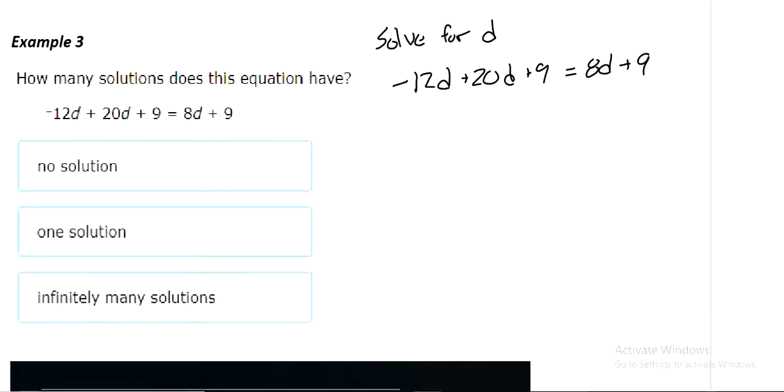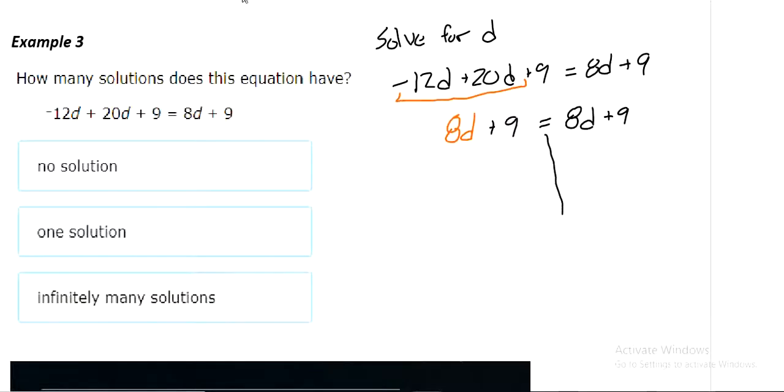All right, so the first thing I see with this one is that I am able to simplify this. I see negative 12d plus 20d on this side. That's going to give me positive 8d after I combine like terms. Now, you might even notice something right away. You might say, oh, those are the same. So I have 8d plus 9 equals 8d plus 9, so something is the same as the other side.